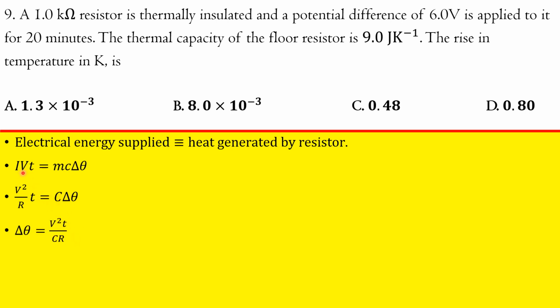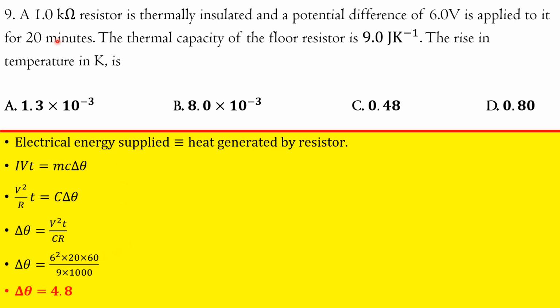And then I don't have I, so I've replaced I with what? V over R according to Ohm's law. So V over R multiplied with this V, I have V squared over R. So I just make delta theta the subject, and so that's what I have. Key in what my V is. V is 6, square that, my time is 20 minutes, I convert that to seconds. My C here is the heat capacity, which is 9, and then my R is 1 kilo ohm. So I have delta theta as 4.8.